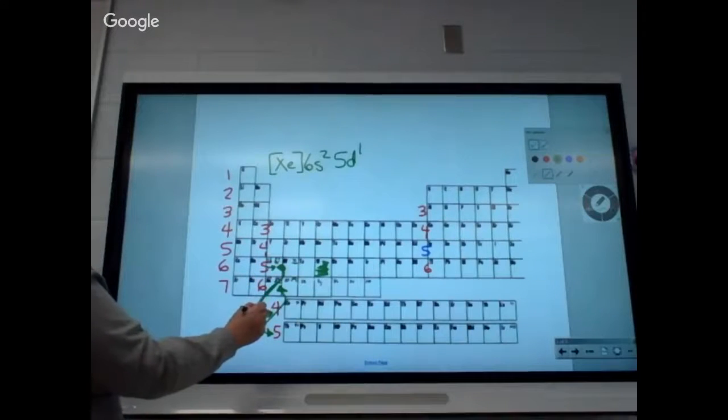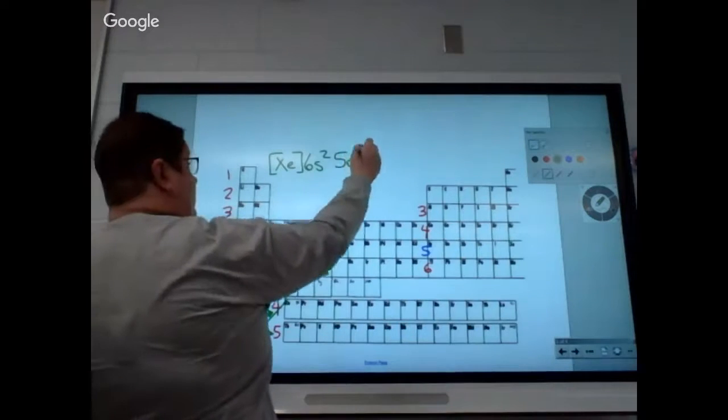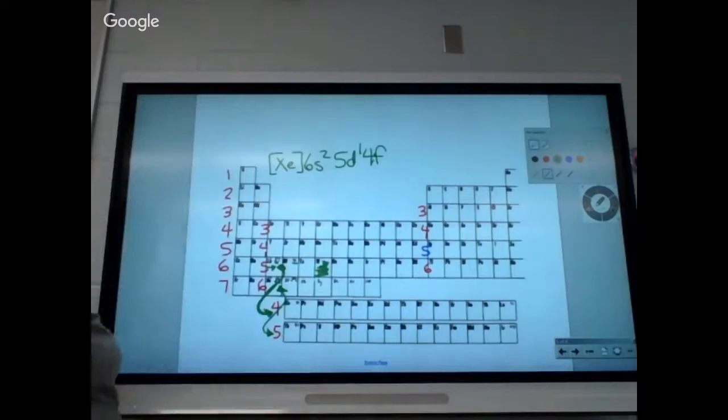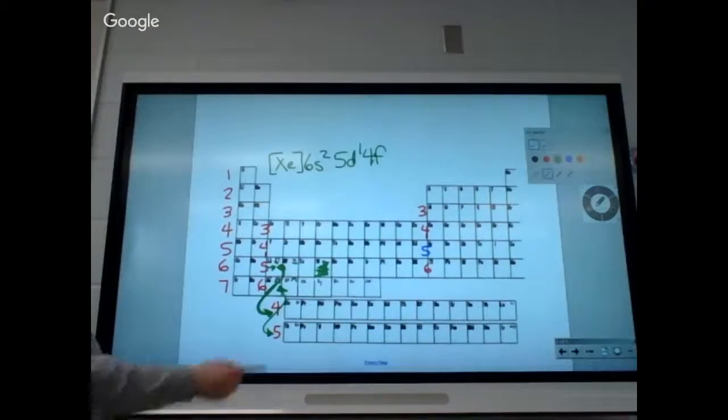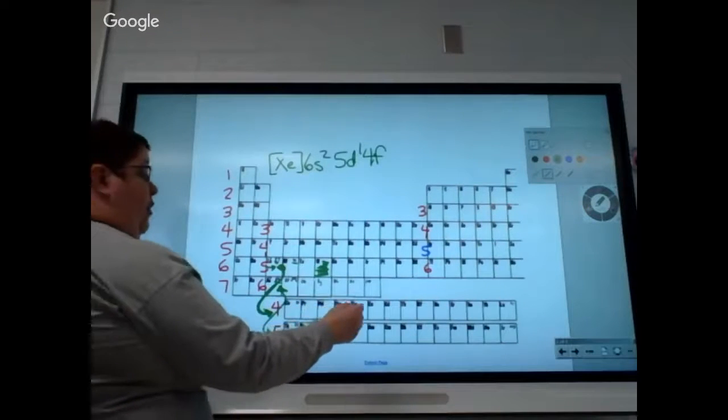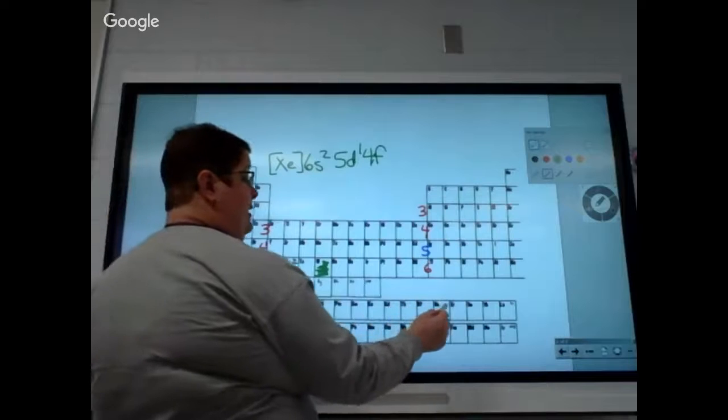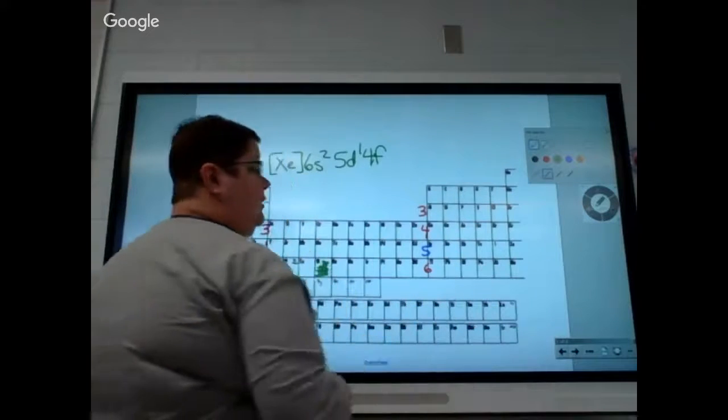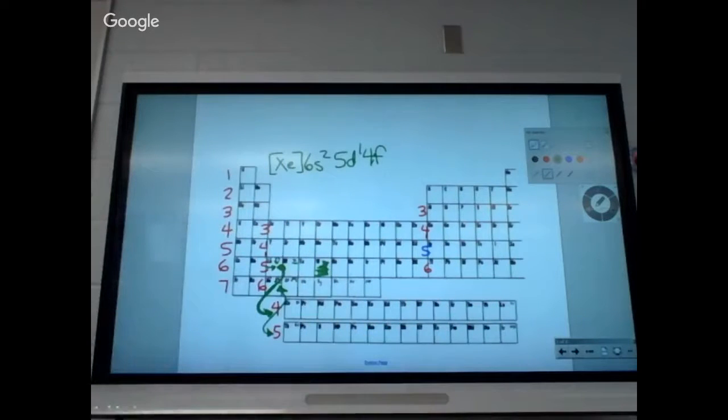I go down. What do I get after 5d1? 4f. Now, how many do I have at 4f? 1, 2, 3, 4, 5, 6, 7, 8, 9, 10, 11, 12, 13, 14. Everybody agree with the people who yelled 14?